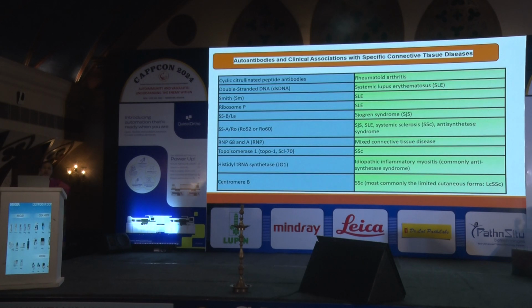So these are some of the autoantibodies with their clinical associations with specific connective tissue diseases: anti-CCP with rheumatoid arthritis, dsDNA with SLE, anti-Smith with SLE, ribosomal P protein with SLE, SSB-La with Sjogren's, SSA, Ro52 and 60 with Sjogren's and SLE, RNP with MCTD, topoisomerase with systemic sclerosis, Jo-1 or histidyl-tRNA synthetase with polymyositis, and centromere B with the limited cutaneous form of systemic sclerosis.